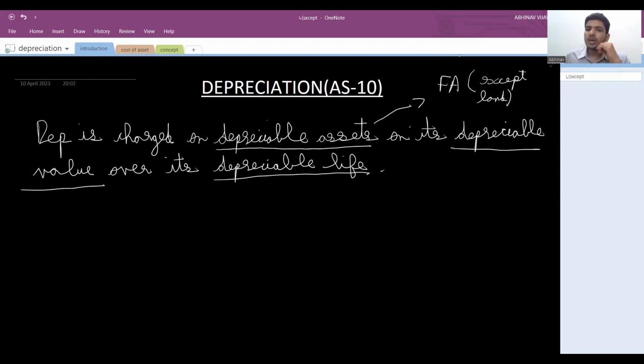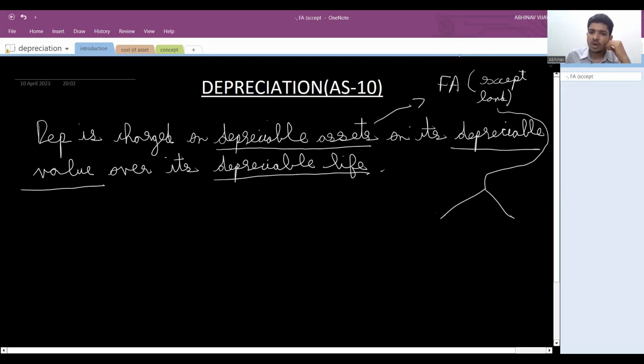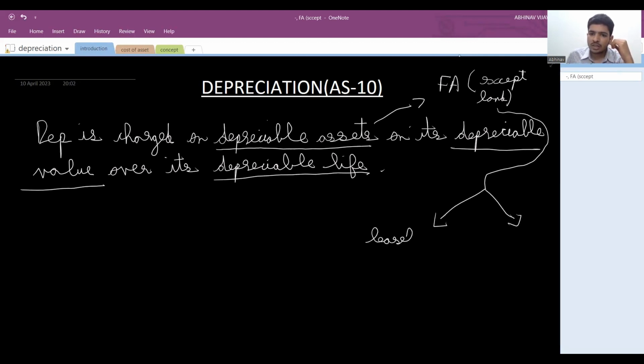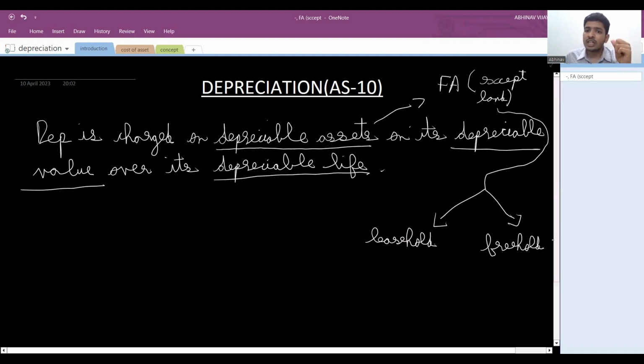Now, there can be a question in the exam just to test your conceptual ability. They can say there are two types of land. One is leasehold land and another is freehold land. I'm going in depth now so that you won't face any difficulty during your exams. So, leasehold land, freehold land, there are two types of land. In this, leasehold land is also a depreciable asset. But freehold land is not a depreciable asset.